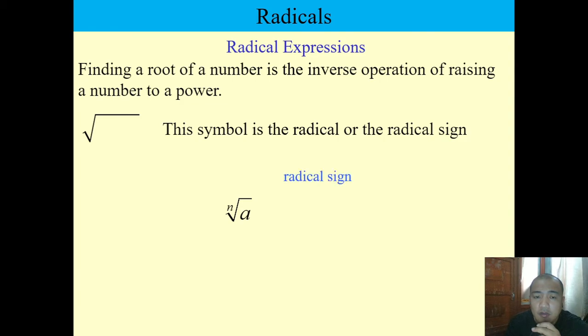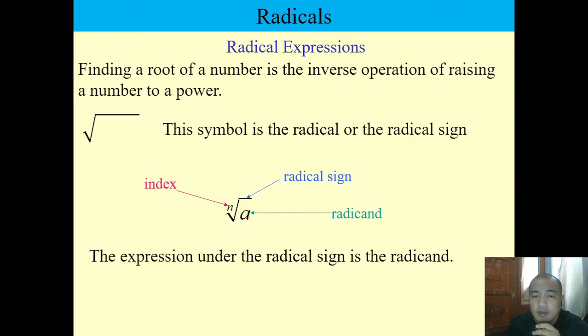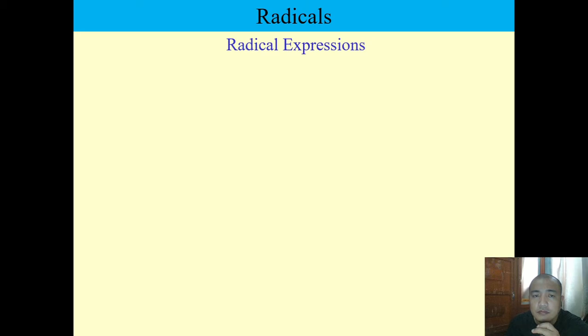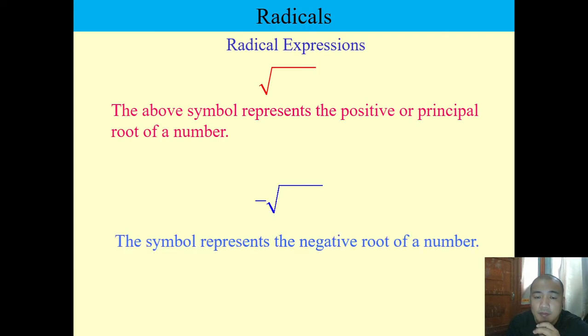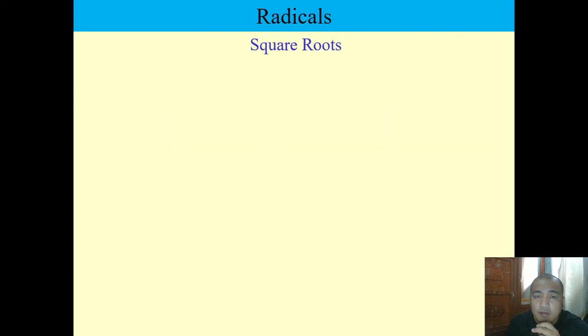We have here the nth root of a. The radical sign, the radicand is a and the index is n. These are the parts of the radicals. The expression under the radical sign is the radicand, and the index defines the root to be taken. The above symbol represents the positive or principal root of a number. The symbol represents the negative root of a number.